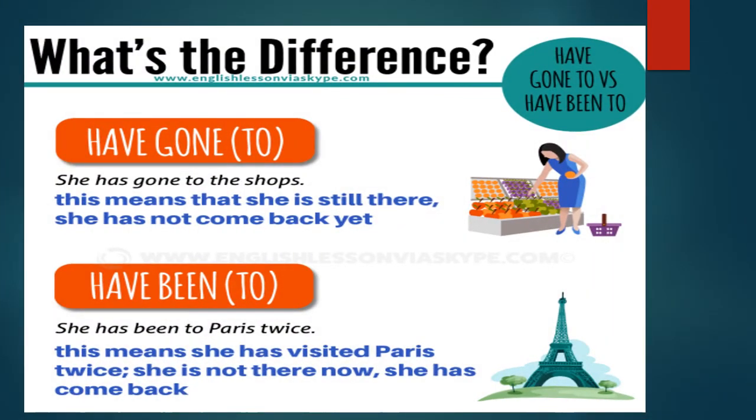Now let's look at the difference between have gone and have been. She has gone to the shops. This means that she is still there. She hasn't come back yet. Have been: she has been to Paris twice. This means she has visited Paris twice. She is not there now. She has come back. So the verb gone means you don't come back. Been means you come back. Okay?